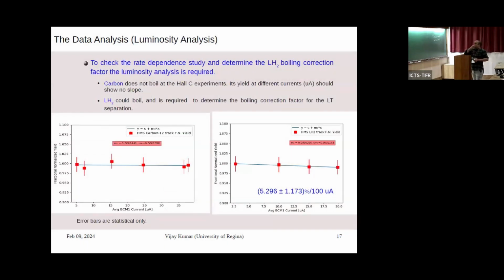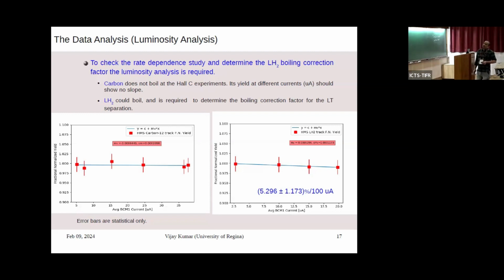And next, the luminosity study. So when we understand this rate dependence, then we need to do the luminosity study to understand whether this rate dependence is actually correct or still needs to be updated or changed. So here we have data for 2 targets. One is carbon and another is liquid hydrogen. Here carbon, as we know, does not boil in the experiment. So the yield of the carbon data should not show any slope with respect to the beam current.